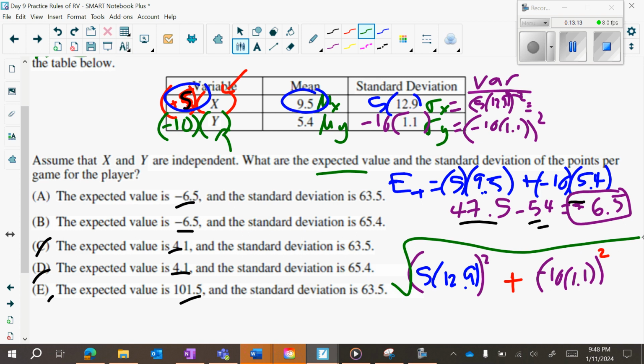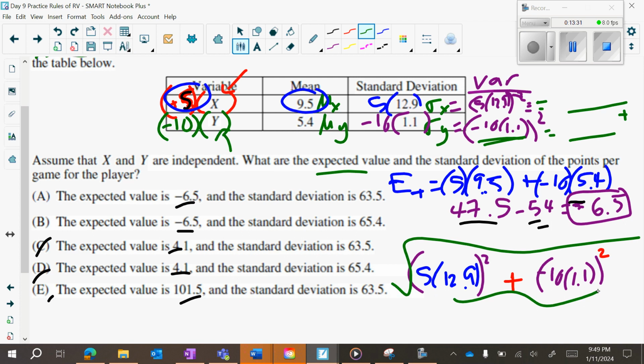So right now, I want you to do 5 times 12.9. Whatever you get, square it. Then do -10 times 1.1. Whatever you get, square it. And write those numbers here. Then add those two together, and that's going to be the combined variance, and then square root and see what you get.